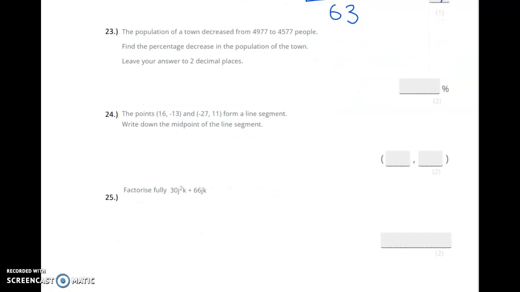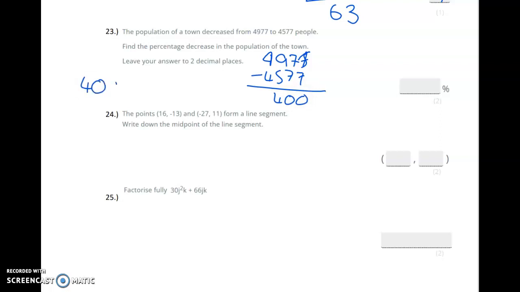Population of a town decreased from 4977 to 4577. So we've got a decrease, it's gone from that to that. So we'll work out the difference in the two values, which ends up being 400. So it decreased by 400, so we'll do 400 shared by the original value, which it started off as, 4977. Then times our answer by 100. That will get us out.